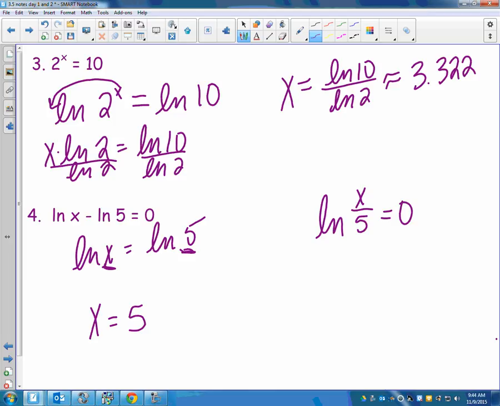With me on that? What if I didn't do it that way? Oh man, this makes me have to think a lot more, right? How do you get rid of ln? How do you undo ln?